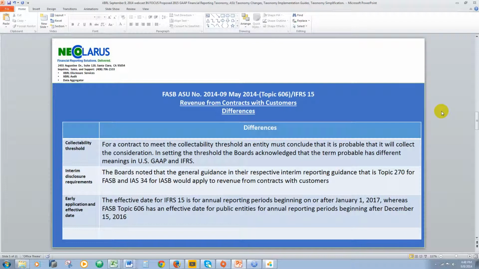And about the differences, there are very few differences over here, and the first difference is with regard to the term probable, which has different meanings in US GAAP and IFRS. So this is regarding the collectibility threshold. And then there is a difference with regard to the application of interim disclosure requirements. It's topic 270 on the FASB side and IAS 34 on the ISB side. And then the early application effective date for this standard, on the IFRS side, it's for annual reporting periods beginning on or after January 1st 2017. However, on the FASB side, the effective date is for public entities for annual reporting periods beginning on or after December 15, 2016.